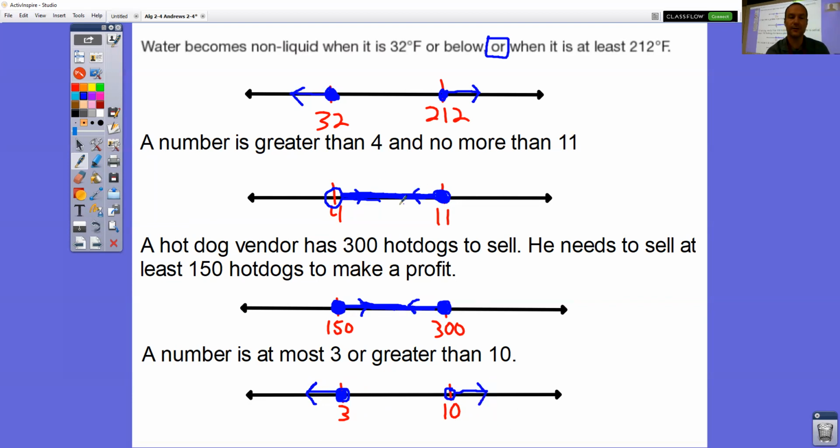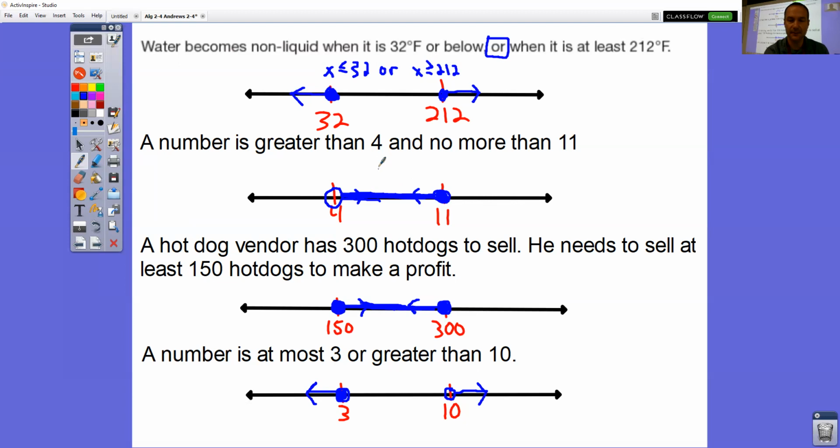So if we were to actually write these as or statements or and statements, let's take a look at what that would look like. This would be X is less than or equal to 32, and then the word or, and then X is greater than or equal to 212. That's what that statement would look like.